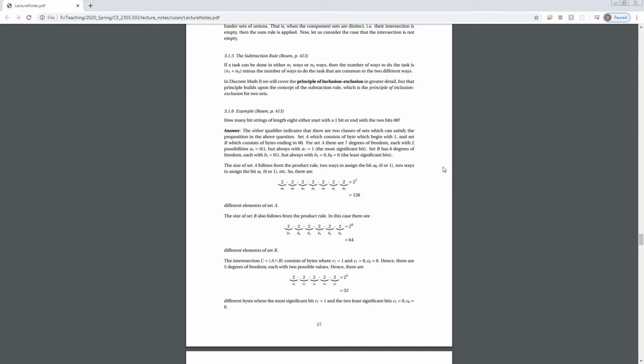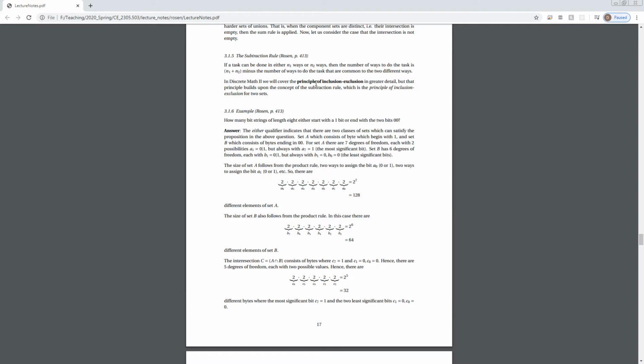It starts the same. If there's n1 ways or n2 ways, then it's n1 plus n2 minus the number of ways that are common to both, so minus the intersection. And so this is the concept of the principle of inclusion and exclusion, and whenever you go on to discrete math 2, you'll go into that in a little more detail. It's the principle of inclusion and exclusion applied to two sets.